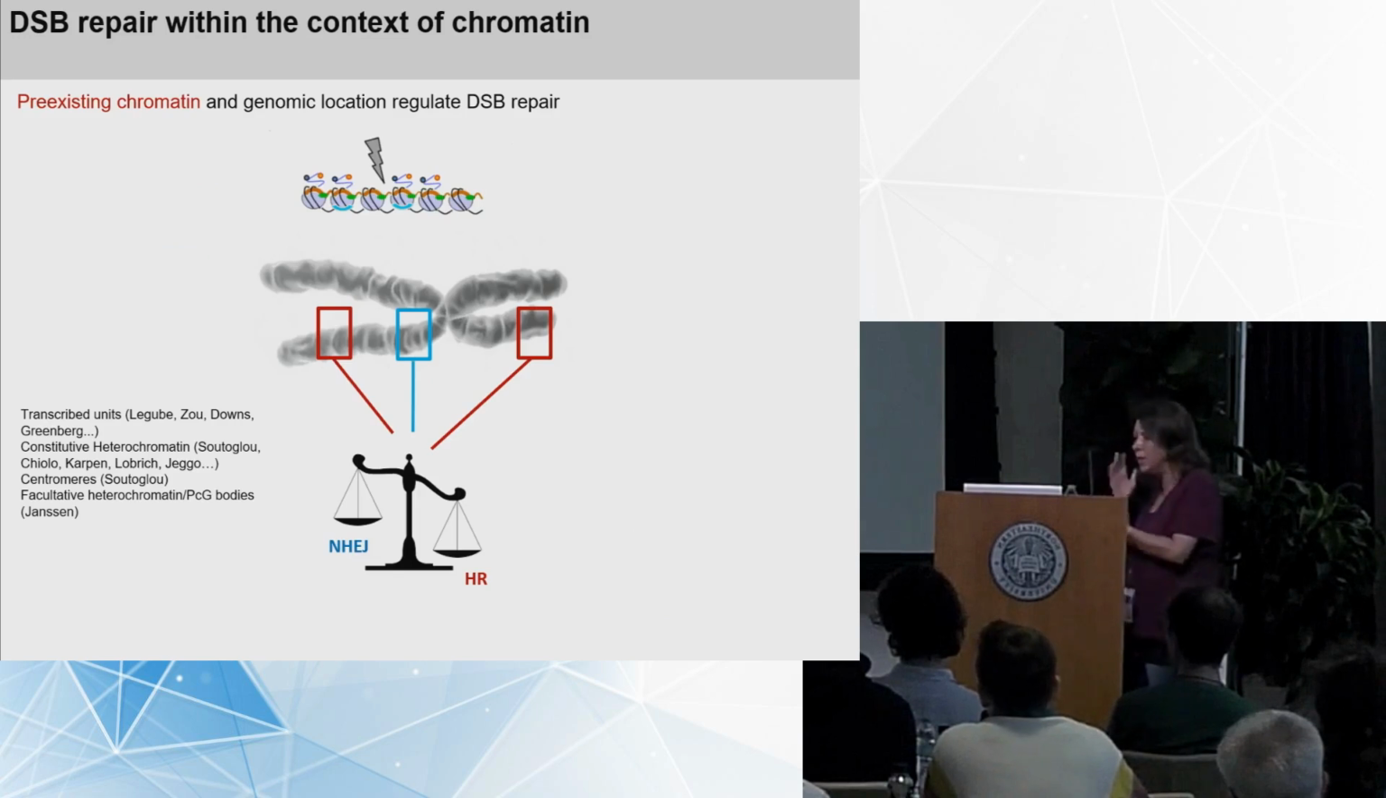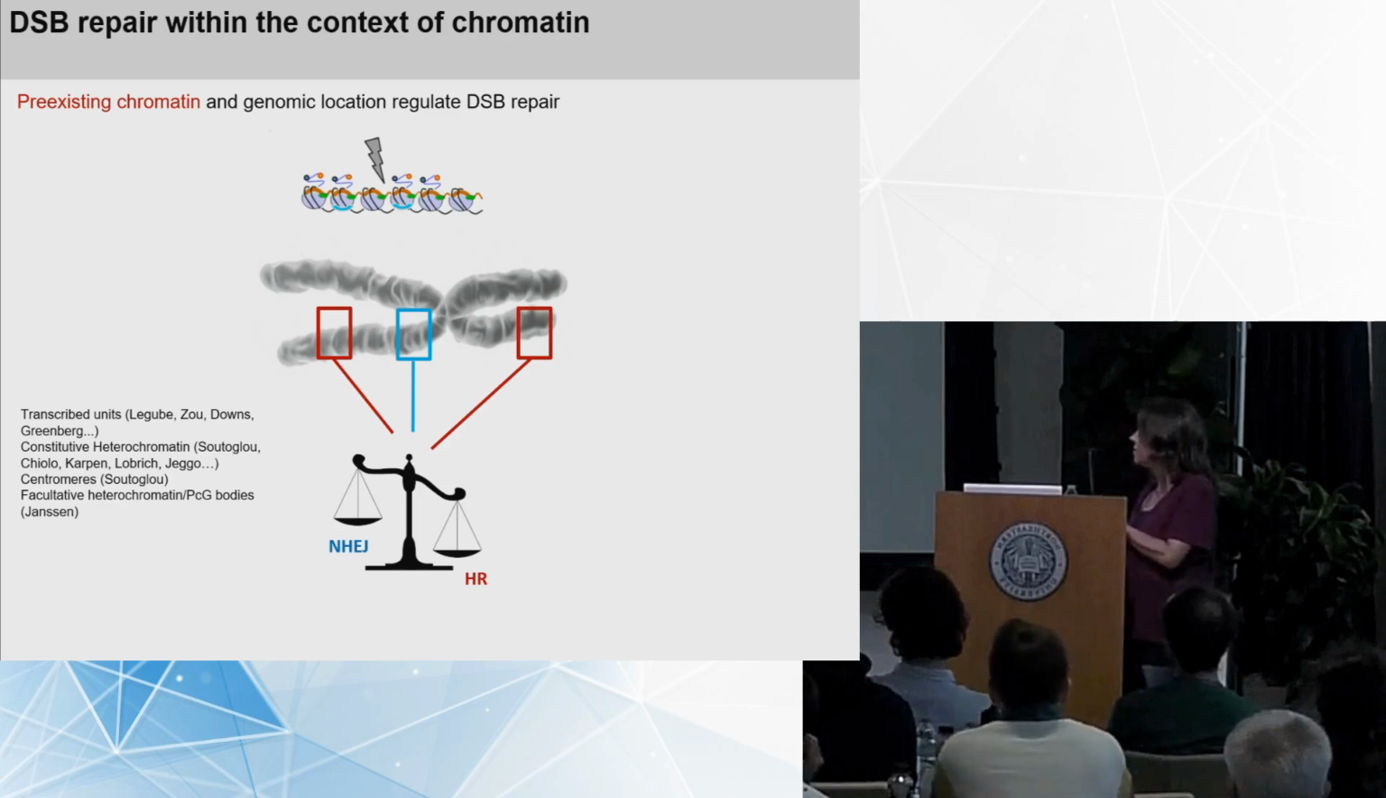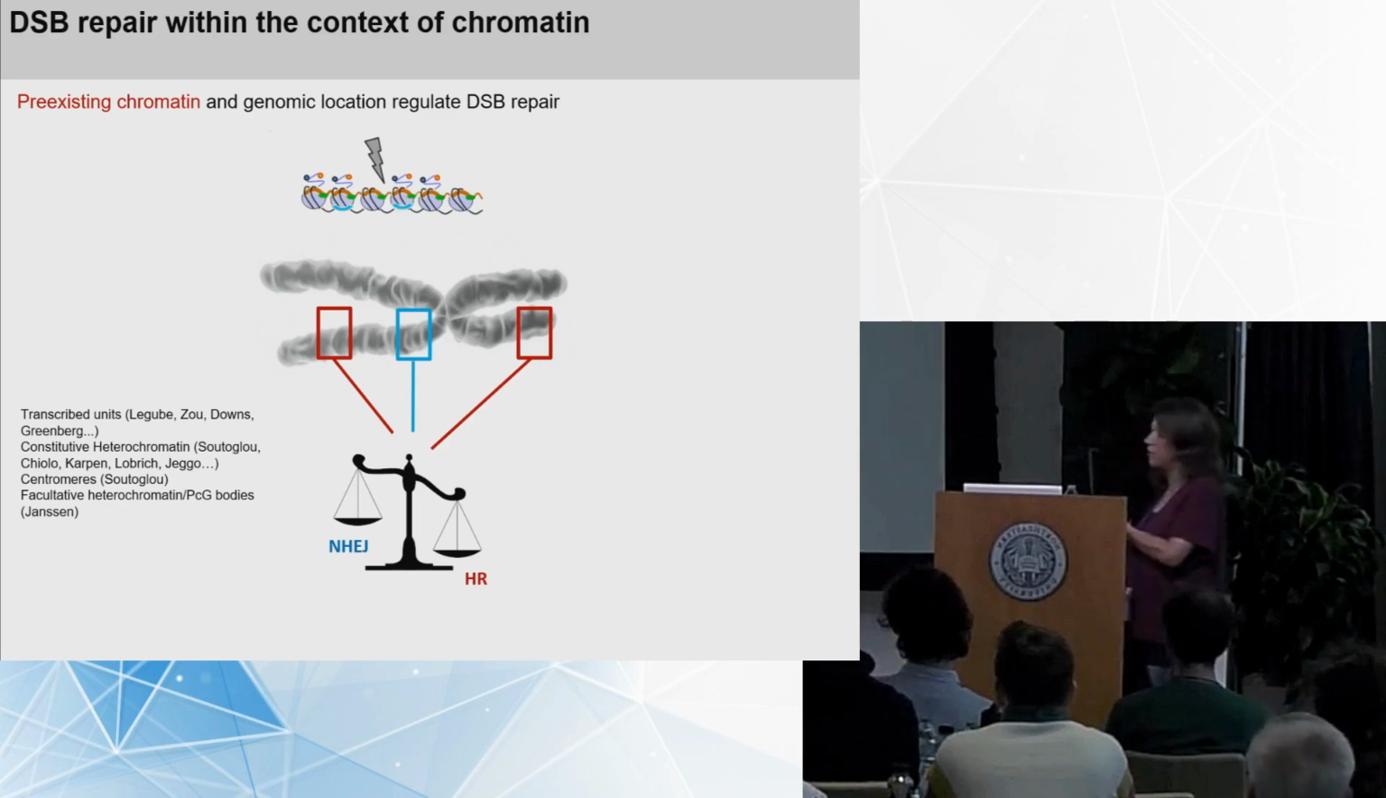So what do we know about the repair of DSB in the context of chromatin? So as I just said, what we have learned is that, first of all, the pre-existing chromatin context, which means the genomic location of the break, will contribute to determining the repair pathway, targeting more toward non-homologous end joining or homologous recombination. And what we know is that a transcribed unit will deploy a specific repair pathway. That's also the case for constitutive heterochromatin. So when it is damaged, they will undergo specific repair, centromere or facultative heterochromatin.